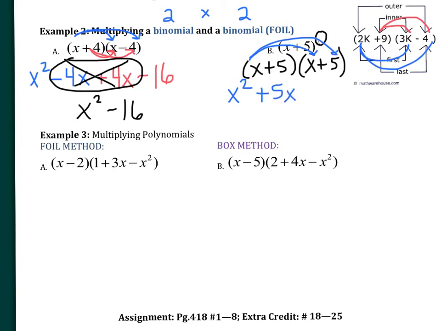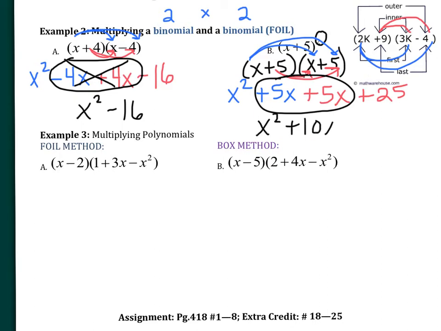Next, I will multiply the inside and the last. So the inside is also 5x, positive, and positive 5 times positive 5 is positive 25. When we combine these like terms, 5 plus 5 is 10. So our final answer is x squared plus 10x plus 25.